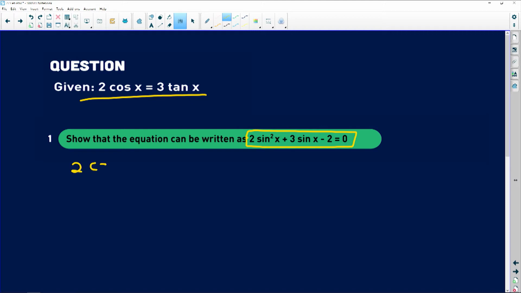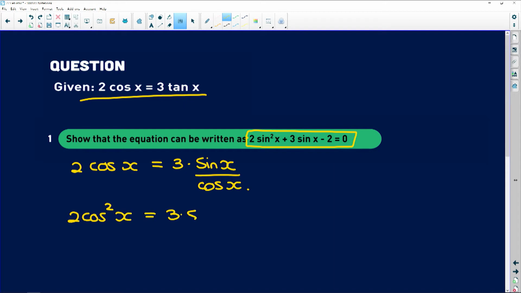We know firstly, 2 cos of x, we can't really do much to. 3 tan of x is the same as saying 3 sine of x over cos of x. Okay, tan is equal to sine over cos. Very important. So now, if we want to manipulate this even further, that cos of x in the denominator is making things look a bit messy. So let's multiply both sides by that cos of x. So we get 2 cos squared x is equal to 3 sine x. Hope everyone is following that.